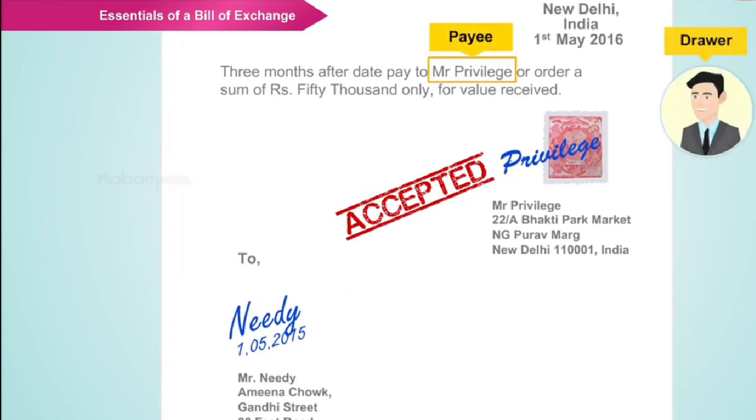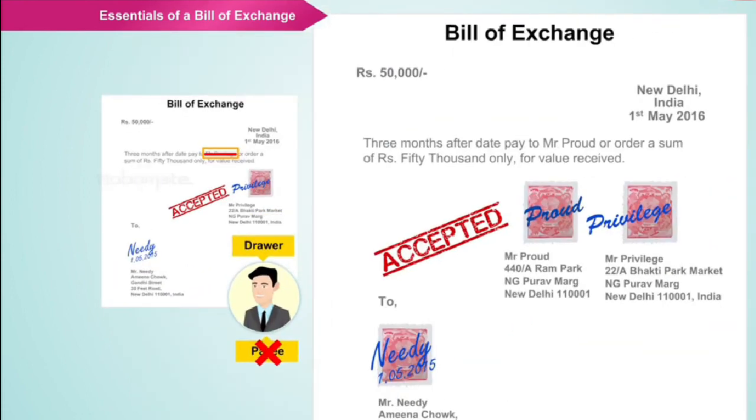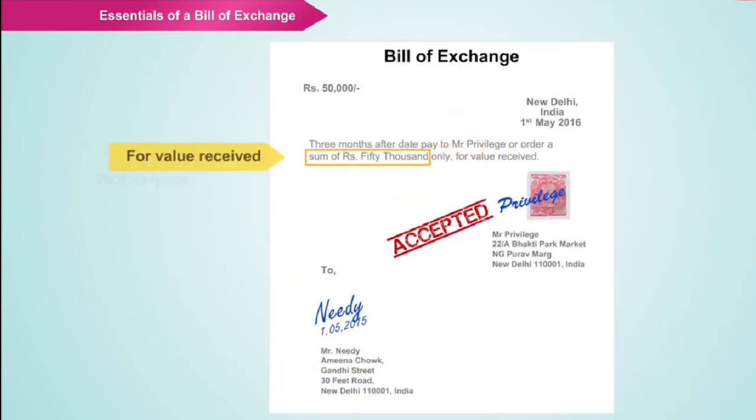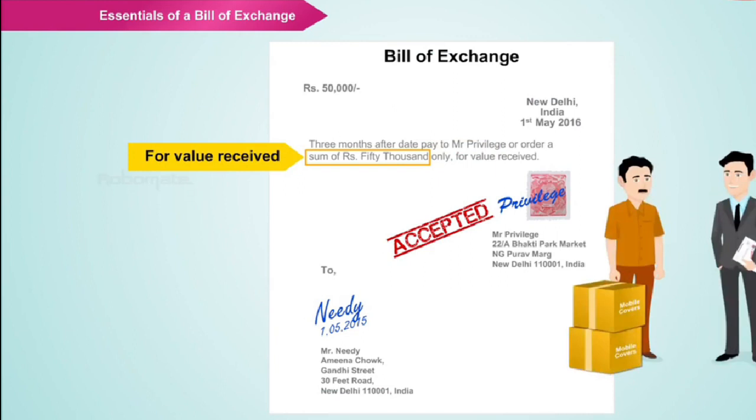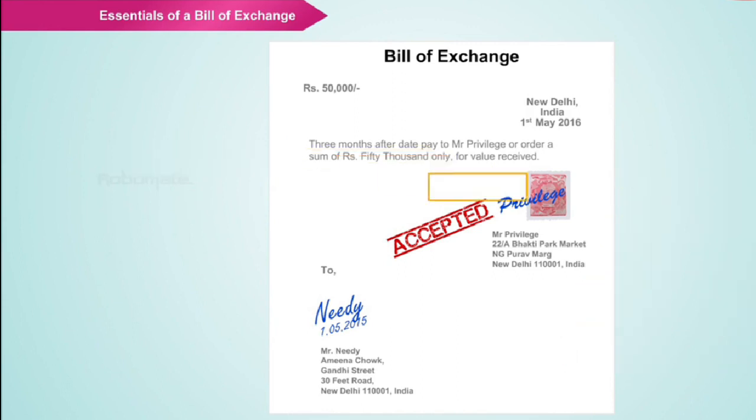Payee. If the drawer himself is the payee, the fact is stated in the bill. But if he is not the payee, he mentions a third party's name, that is, Mr. Proud, who he owes money to. For value received. As a matter of custom, these words are stated in a bill of exchange. They imply that the drawer has received the value in consideration of the transaction on which the bill is drawn. Signature. The drawer puts down his signature on the right-hand bottom corner of the bill.